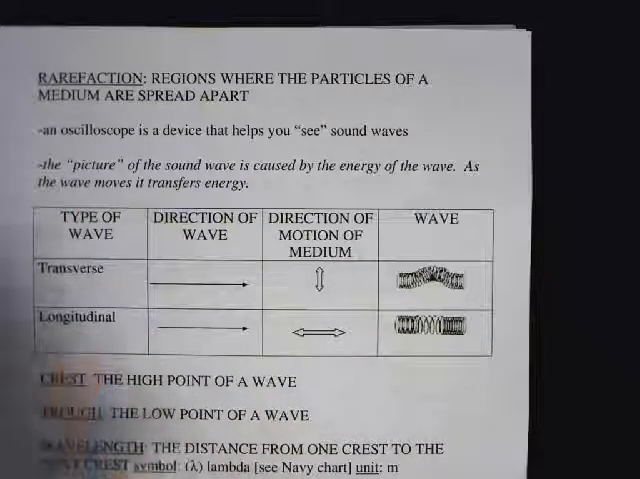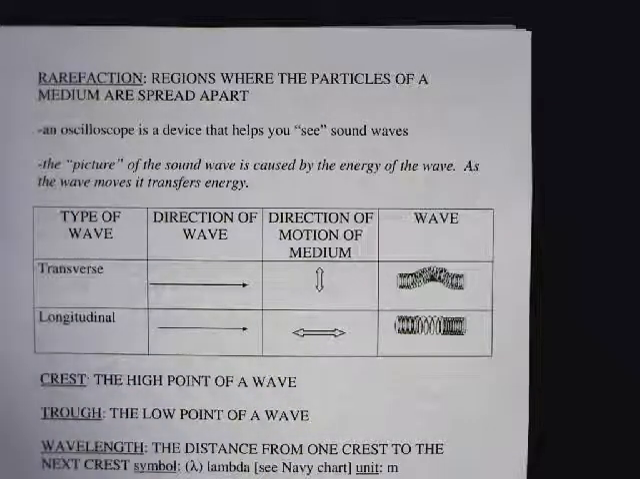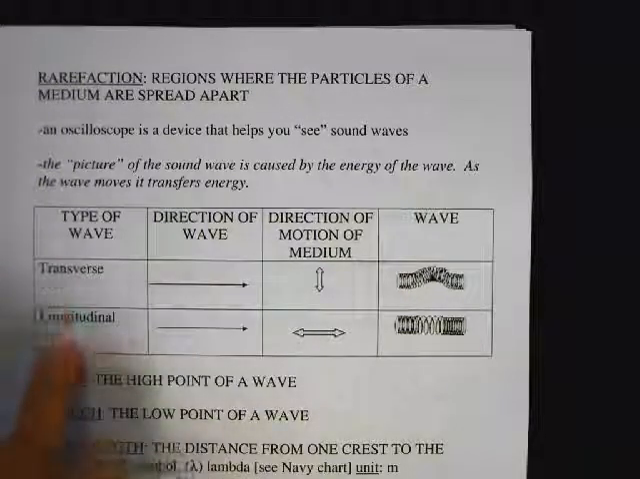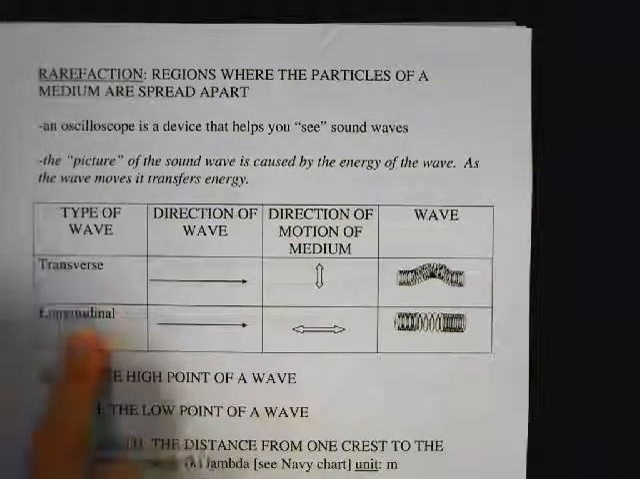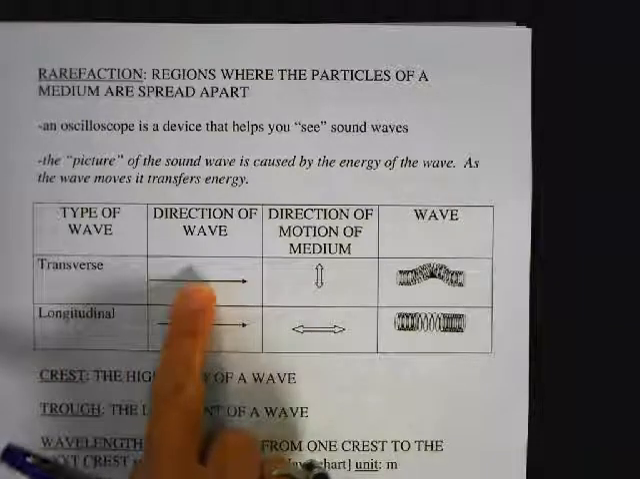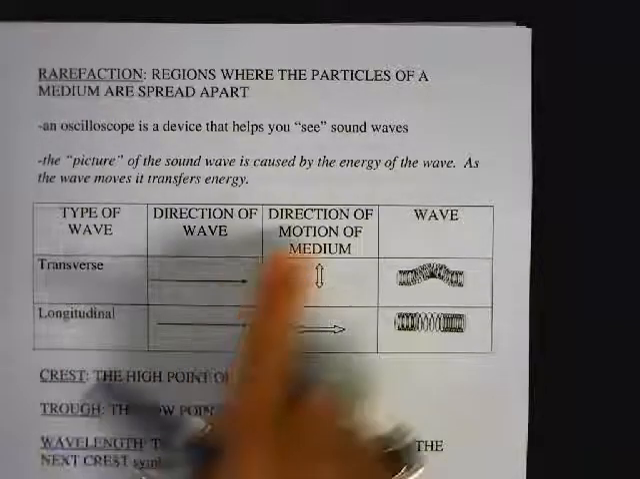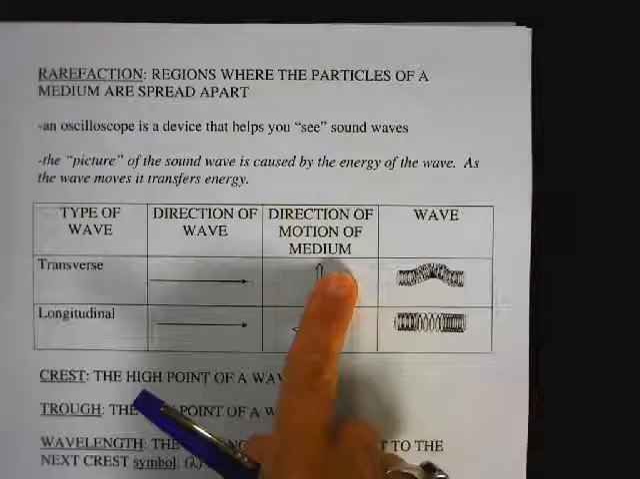Now this is a little chart. The reason I put the chart in the notes is that, for me personally, when I see things in tabular form or in a chart, it really helps me to conceptualize and see it, especially when I'm comparing and contrasting things. So I have my different types of waves, transverse and longitudinal. I have the direction in which the wave is moving, from left to right, but then I have the direction of the motion of the medium.